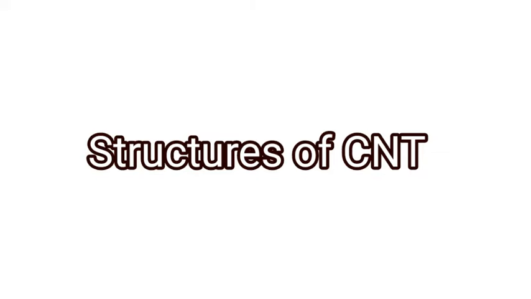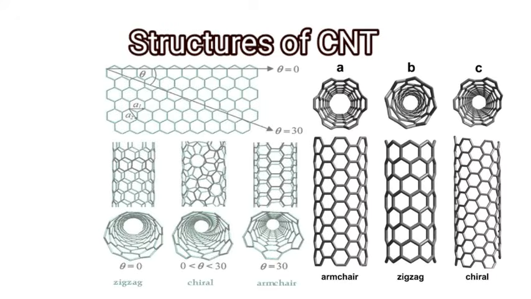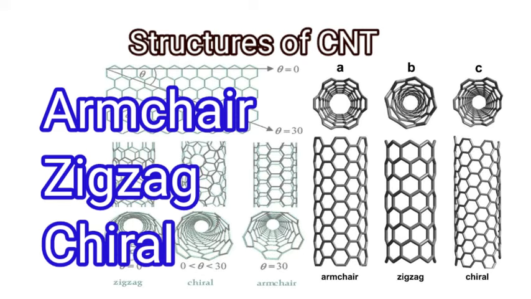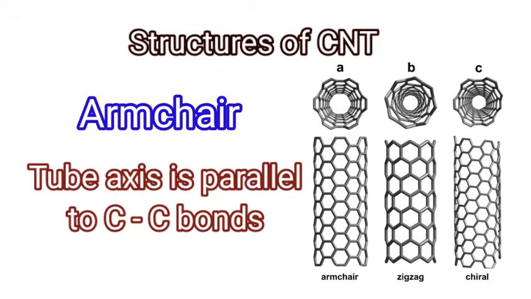Now we will see structures of carbon nanotubes. Carbon nanotubes have three basic structures: armchair, zigzag, and chiral. Let us discuss one by one. The armchair structure of carbon nanotubes can be made by rolling the graphene sheet in such a way that the carbon-carbon bond is parallel to the tube axis.